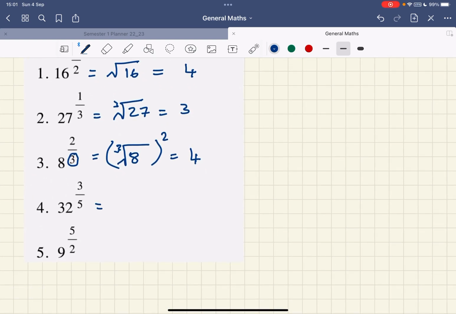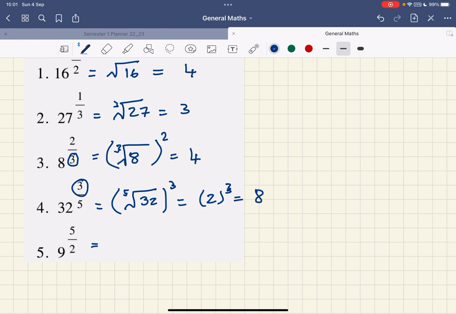With this one, you're trying to find the 5th root of 32. And then when you've found that 5th root of 32, you're going to cube it, because this 3 here is telling me to cube it. So the 5th root of 32 is 2, since 2 to the power of 5 makes 32, and then you're going to put it to the power 3, so it comes out as being 8.